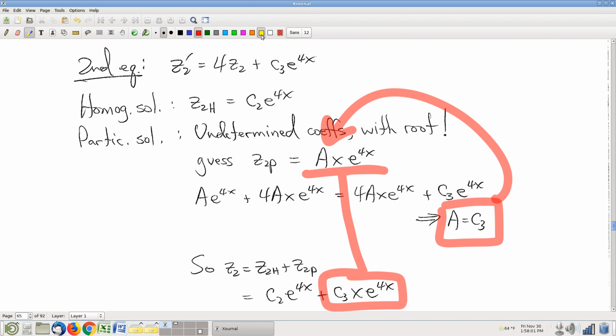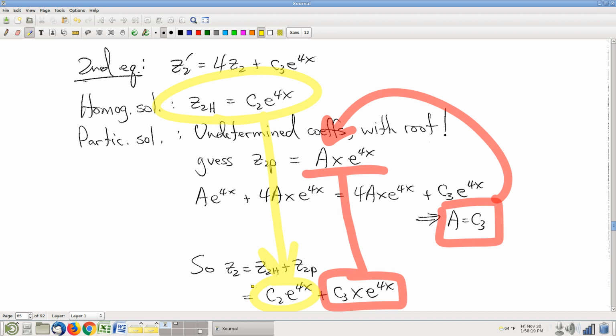Right, our homogeneous solution was that. And so there's your Z2. So it's kind of a pain, isn't it? Everybody on board, though? You ever see the process? There's details.